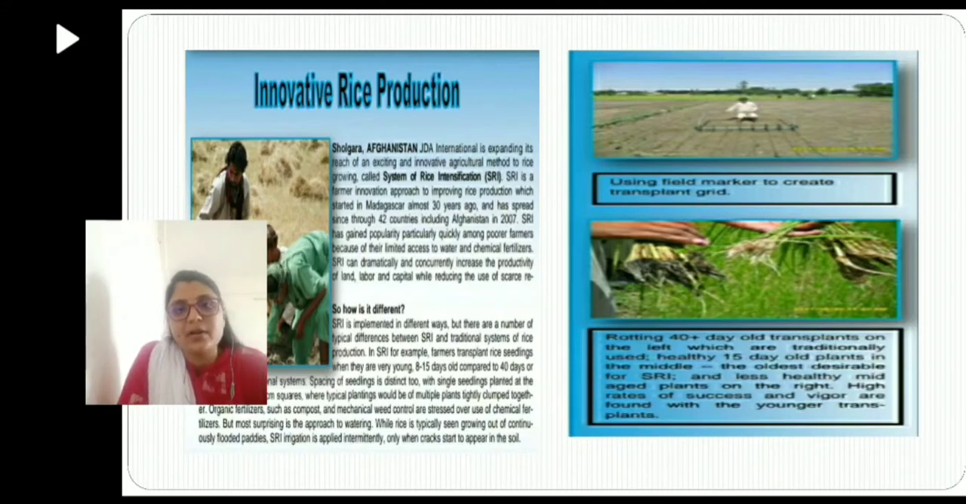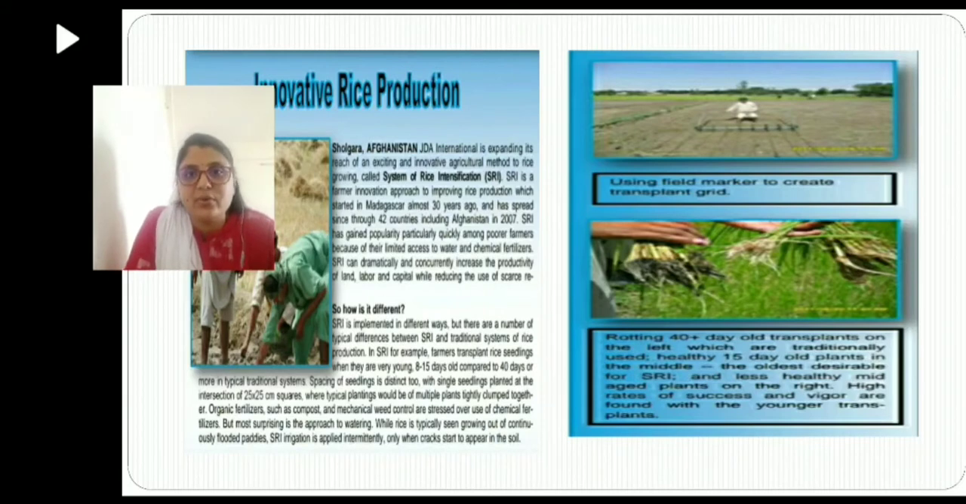Again there is the depth. It is a 25 by 25 centimeter square seedling spacing, okay. How much depth you should transplant that particular rice plant at, so those are some of the differences. It requires minimum water, and you can transplant the plant in the field at a minimum age.